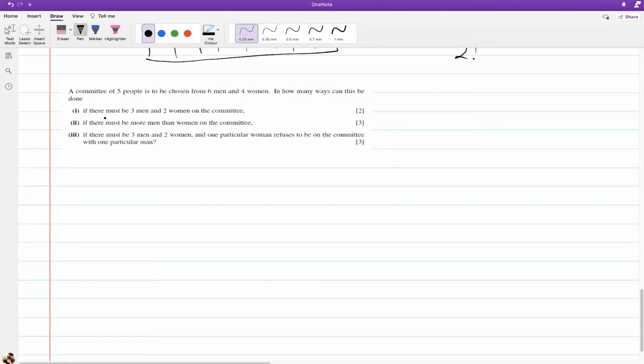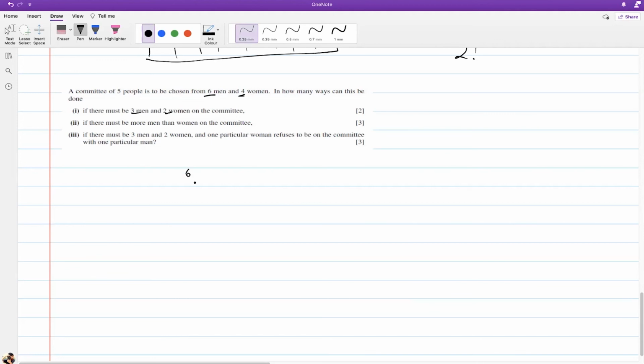So let's see. If there must be 3 men and 2 women, so you have 6 men to choose from, out of which you're going to choose 3, and you have 4 women to choose from, and out of which you're going to choose 2. Now, another thing, order doesn't matter here, because we are not saying कि ये president है और वो secretary है और वो एक general member है. Because if there's that, then obviously order will matter. But in this case, where you're just picking members which are all equal, order doesn't matter. So it's combination.